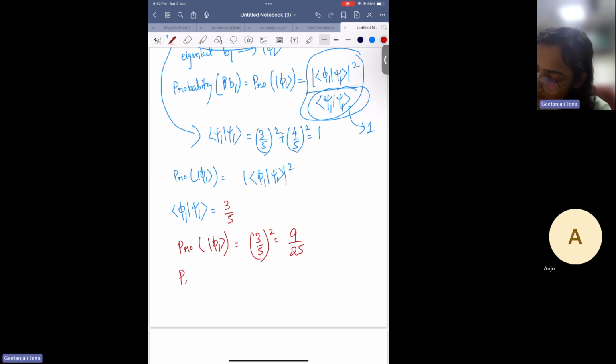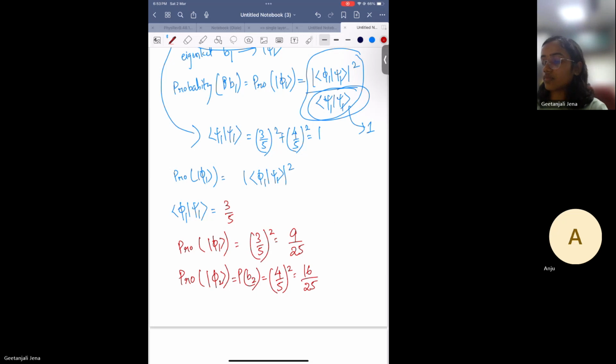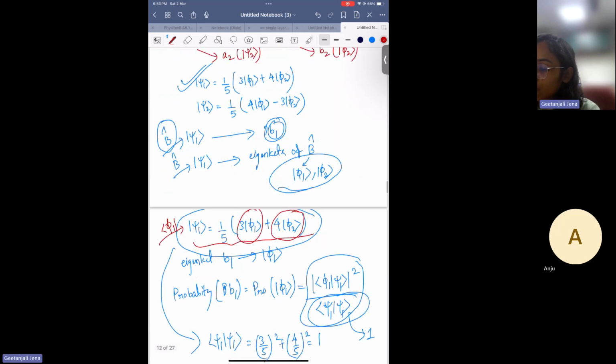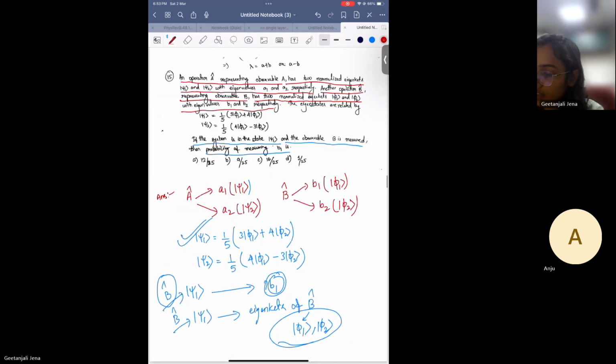Similarly, you can also check the probability of getting phi 2, which is the probability of getting the eigenvalue B2. It is (4/5) squared, which is 16/25. So the answer will be 9/25, which is answer B.